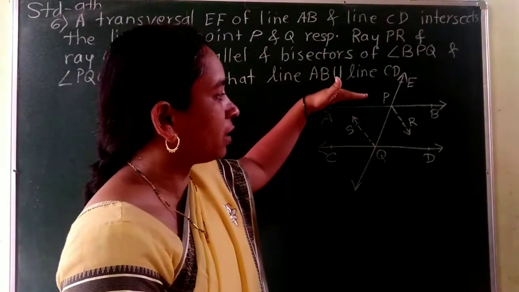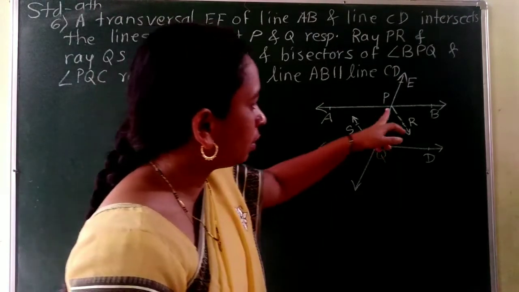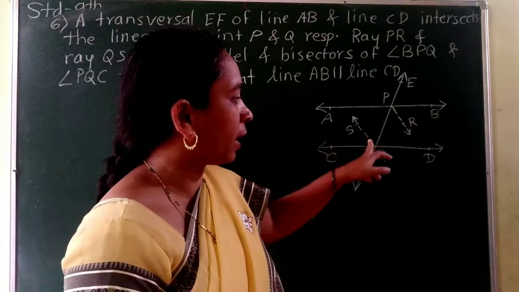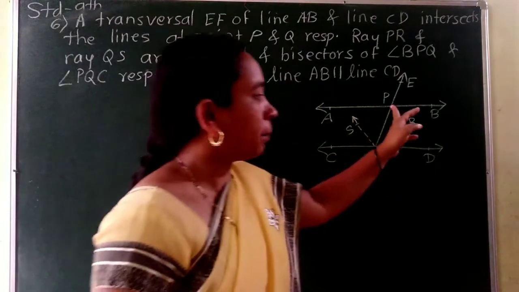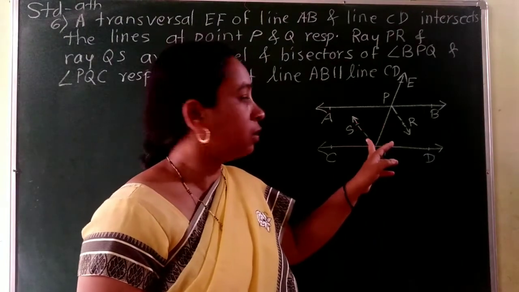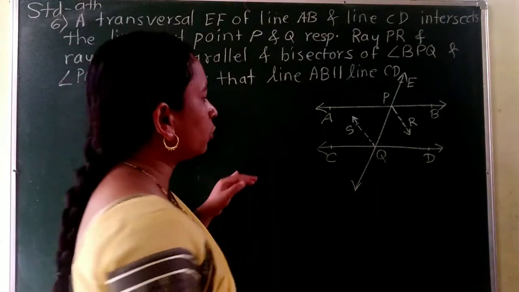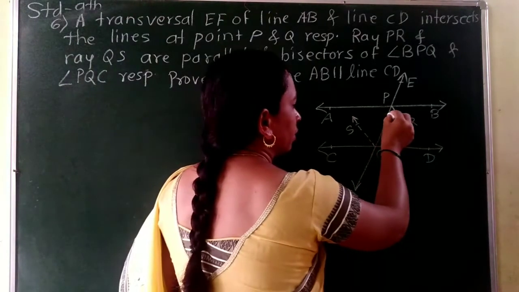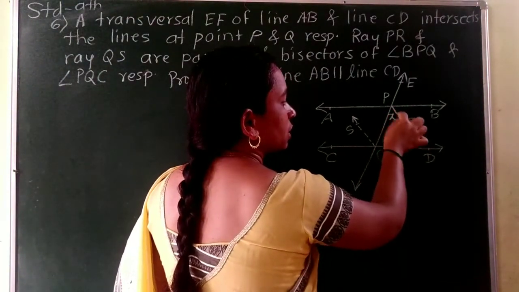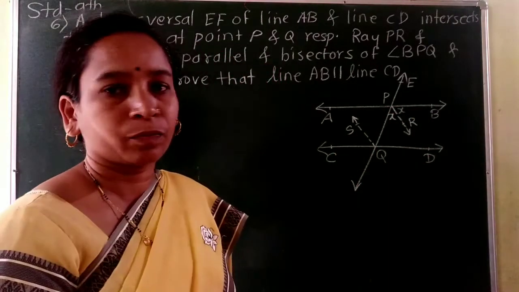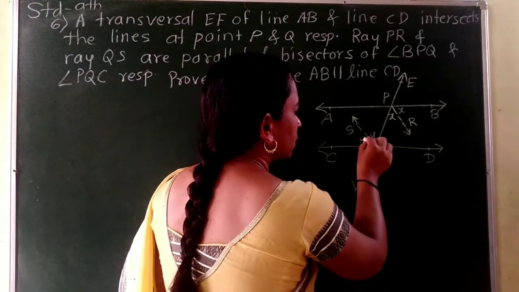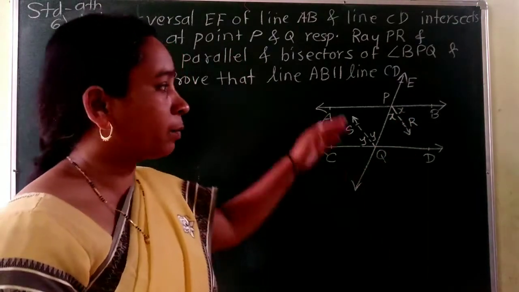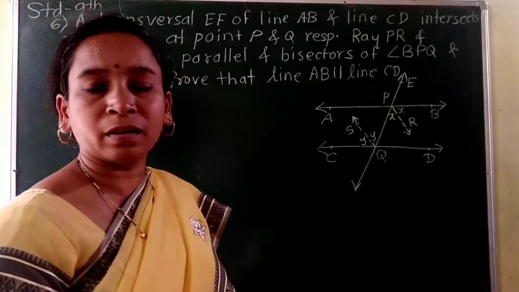In this sixth example, line AB is given, line CD is given, and the two rays PR and QS are the bisectors of these particular angles. It is given that ray PR and ray QS are parallel with each other. Now we have to prove that line AB and CD are parallel. For my convenience, I will write here angle X. Since it is the bisector, this angle is also X. Here this is Y, so these two angles are Y. These are bisectors, so these two angles are congruent, and these two angles are congruent.